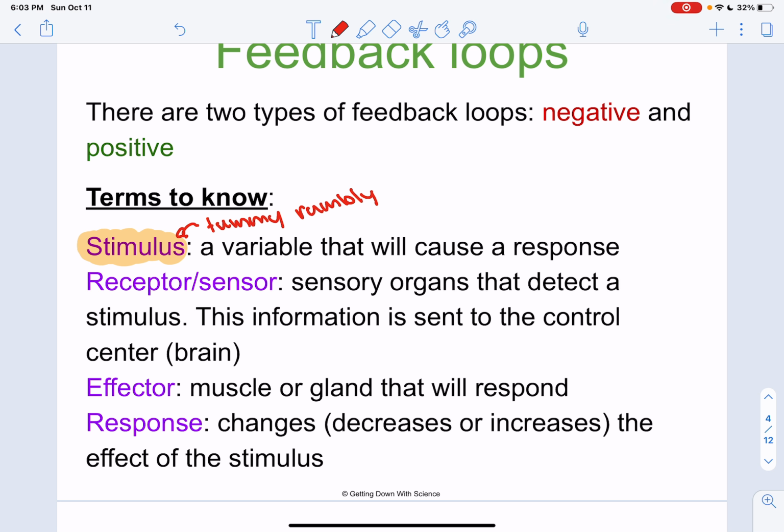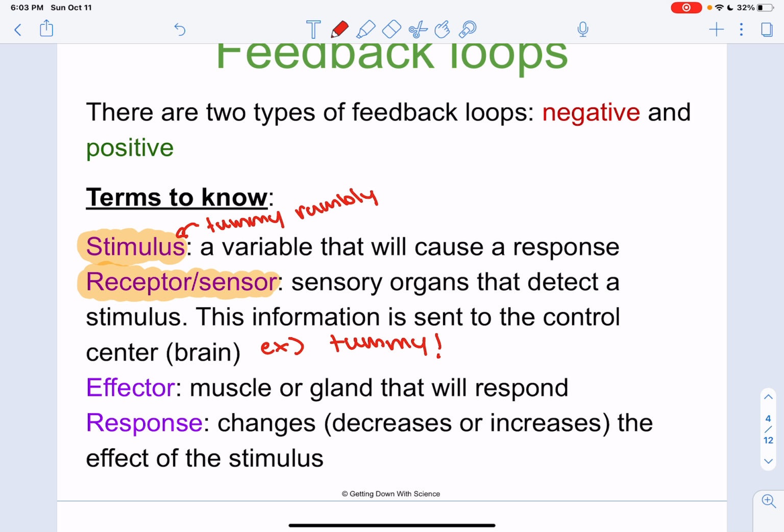We're going to have a receptor or a sensor. Sensory organisms that detect a stimulus. This information is sent to the control center, the brain. And so your receptor in this situation is going to be your tummy, your stomach. It's going to tell you that you're hungry.